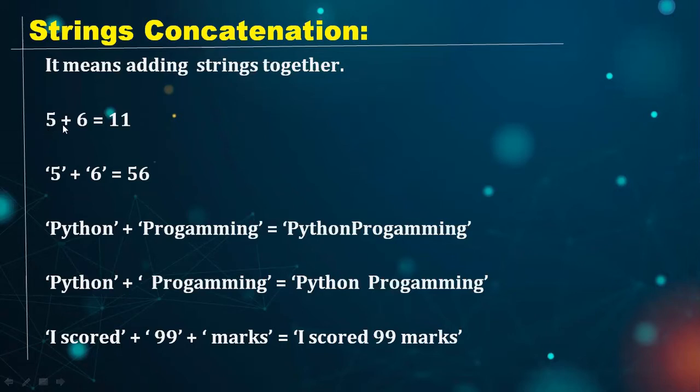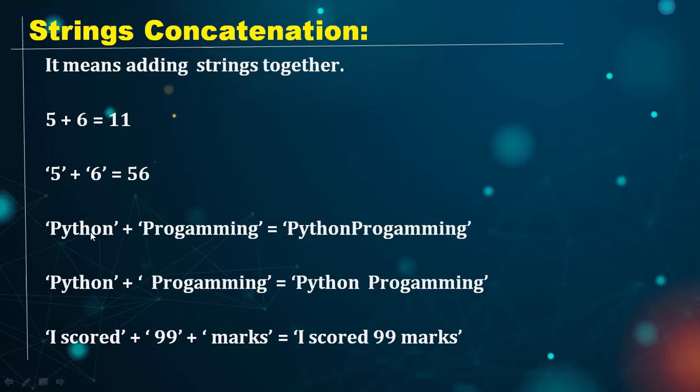Let's say I have 5 and 6. Both 5 and 6 are integers, and when we add them, we get 11. But if I keep this 5 in single quotes, it becomes a string. Now the data type of this is string. Similarly, 6 is a string. So when we concatenate two strings with the help of the plus operation, they will be concatenated and the result will not be the summation of them, because now 5 and 6 are characters.